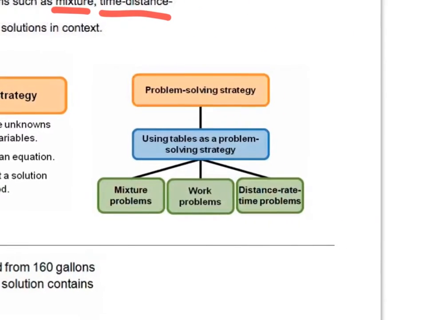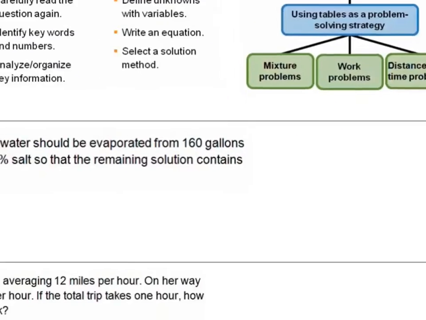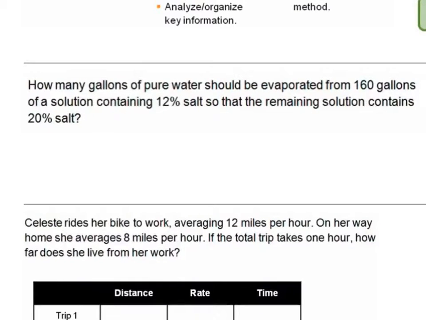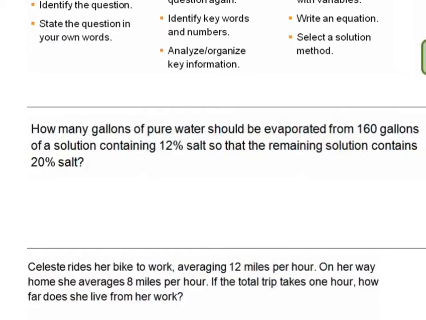The other thing, problem-solving strategy: we are going to use tables for a lot of these problems, and I'm going to show you how that works. We've got three types: mixture problems, work problems, and distance, rate, time problems. So the first one is this one. It says, how many gallons of pure water should be evaporated from 160 gallons of a solution containing 12% of salt so that the remaining solution contains 20% of salt? Ugh.